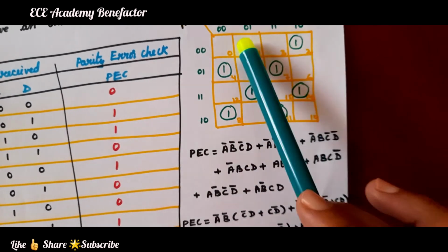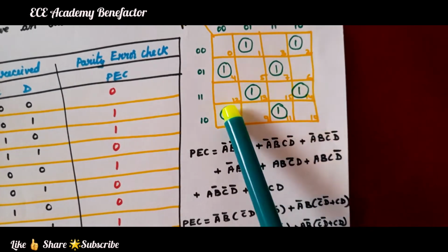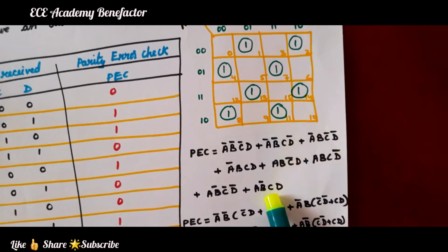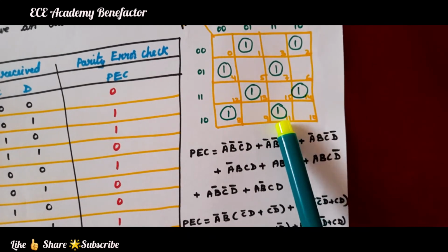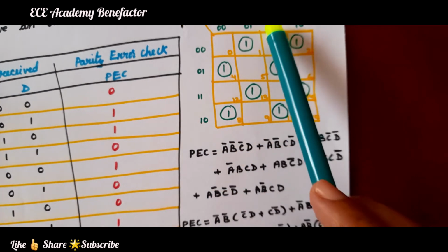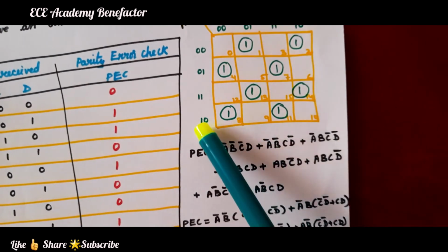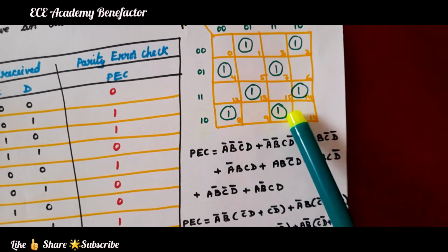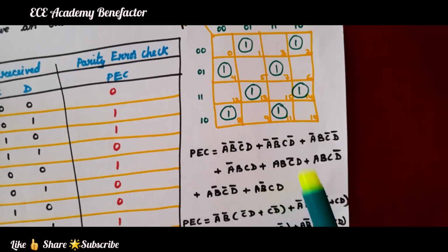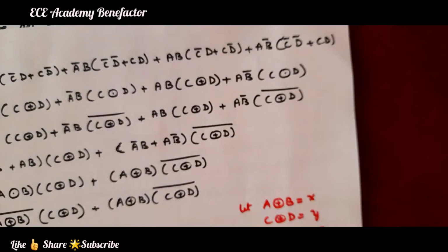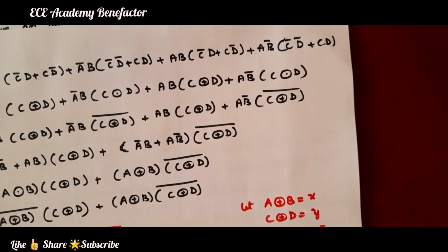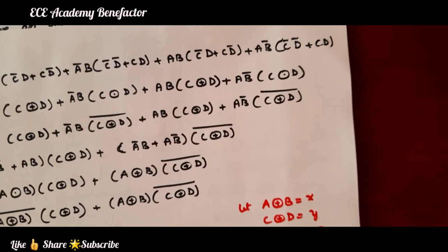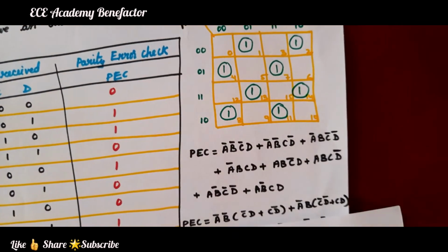Likewise for all, 8 terms we have written. What will be the term for this one? It will be 1011, which means A, B bar, C, D. So we have written a total of 8 terms, and now we need to simplify it further in terms of XOR gate. Why we need to simplify is we need to draw this parity checker circuit using the XOR gates.